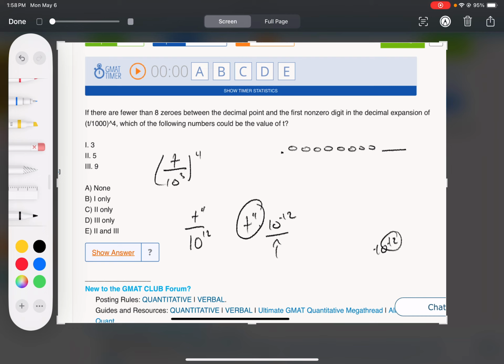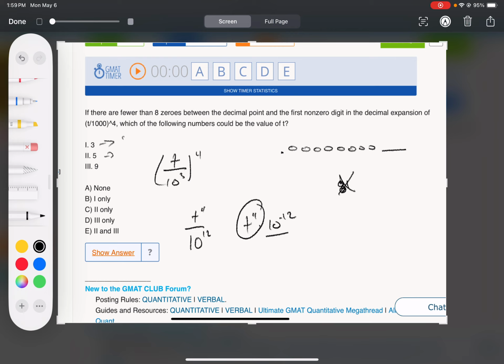So there's going to be fewer than 8 zeros in the decimal expansion of this. I need to know, does t to the fourth take up more than 4 spaces? So let's look at this. If the possibilities for t are 3, so 3 to the fourth is 81. That only takes up 2 spaces. So this is going to be not fewer than, there's going to be more than 8 zeros. So these are going to be 10 zeros, in fact, because the 81 only took up 2 spaces out of the 12 it's going to move.